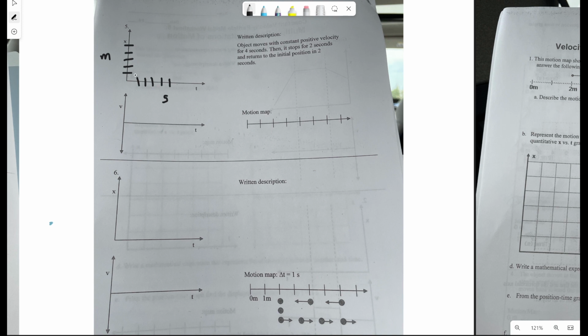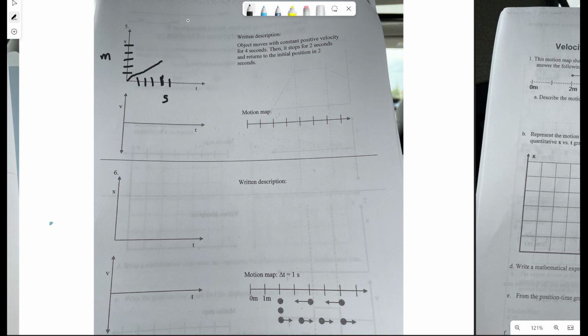That means that it must be moving forward. It must be increasing its distance, right? It must be going more meters every second, right? For how many seconds? So the object is moving at constant positive velocity for 4 seconds. So up to here, this 4 second mark. I'll make it a little more bold, and we can draw that it's moving at a constant velocity for 4 seconds.